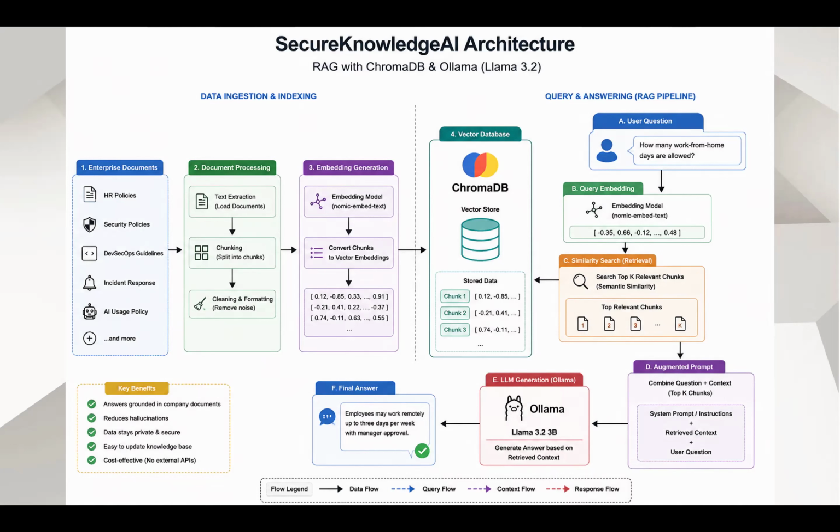Hello everyone. In today's video, we are going to understand how modern AI knowledge assistants work using Retrieval-Augmented Generation, commonly known as RAG. We'll explore what RAG is, why organizations need it, how ChromaDB works, how Ollama fits into the architecture, and the end-to-end data flow. There is no coding in this video; we'll focus purely on concepts and architecture.